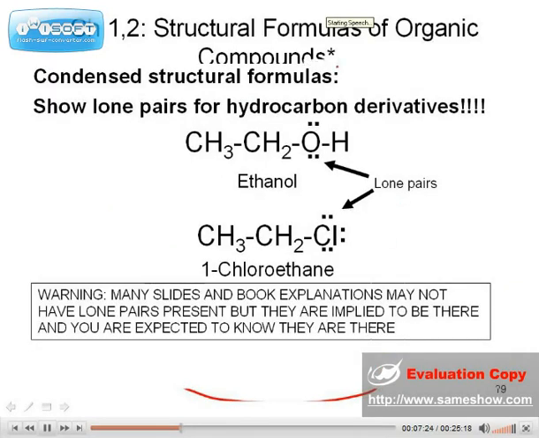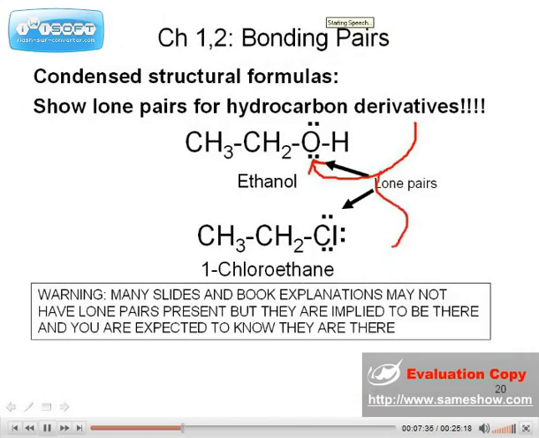In the expanded and condensed, whenever we have a hydrocarbon derivative, oftentimes we have available lone pairs. It's a good practice to use lone pairs. Unfortunately, the book and slides are not consistent. But as you're practicing this at home, I'd highly recommend putting in your lone pairs if they do occur, because it'll make it a little bit easier when you memorize future organic reactions.